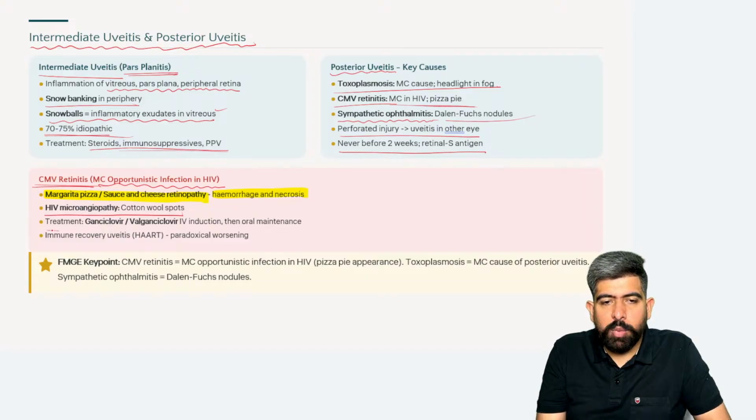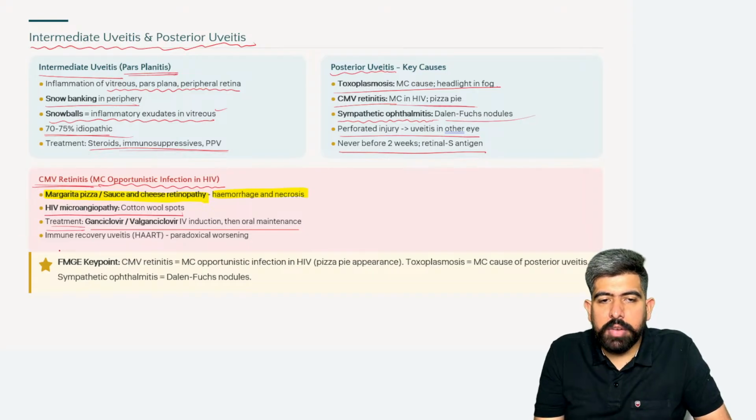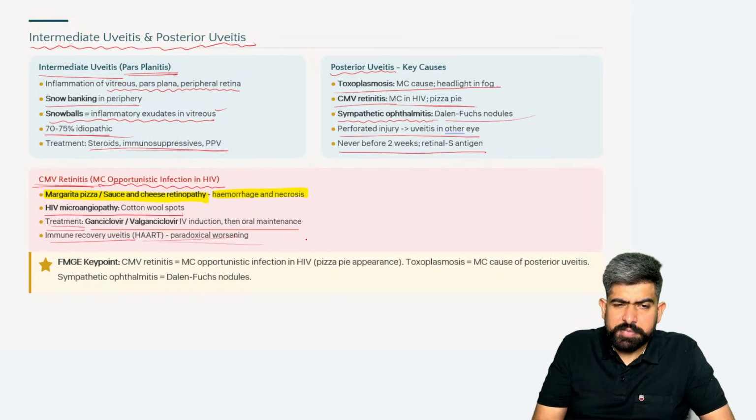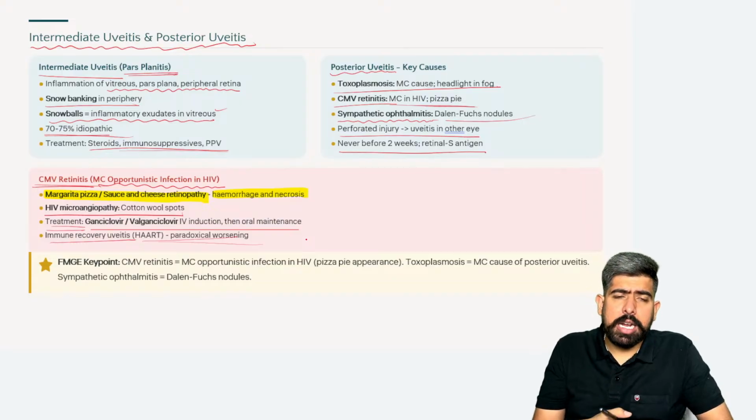Cotton wool appearance. What should be the treatment? Please remember, ganciclovir and valganciclovir IV induction, and then the oral maintenance dose should be given in cases of patients with CMV retinitis. Also, there is immune recovery uveitis, where we can give HAART therapy, for the paradoxical worsening cases, we can give HAART, right?